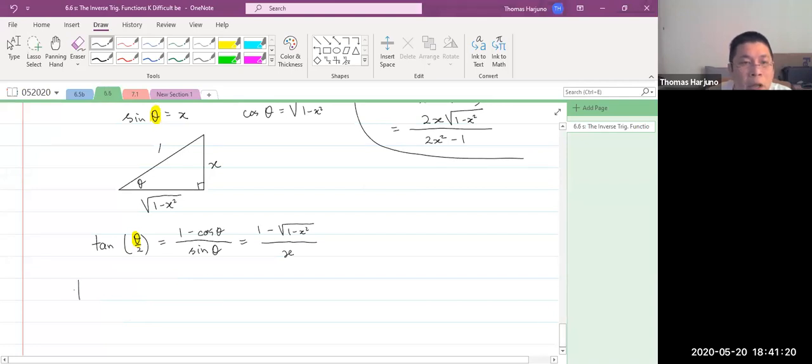So tangent of 1/2 of sine inverse x equals 1 minus square root of 1 minus x squared over x.